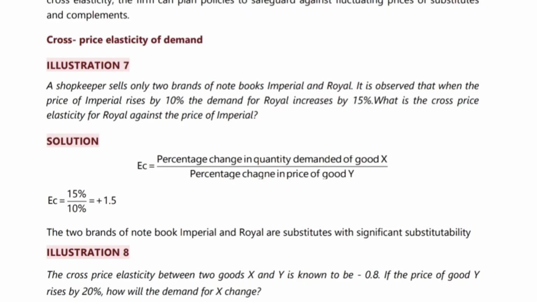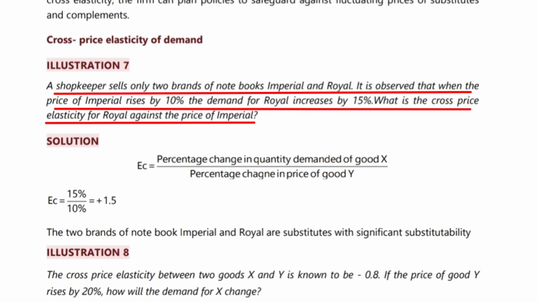Now we shall see the illustrations explained here in page number 2.45. In the first illustration, a shopkeeper sells only 2 brands of notebooks. It is observed that when the price of one rises by 10%, the demand for the other increases by 15%. What is the cross price elasticity for the second one against the price of the first one?